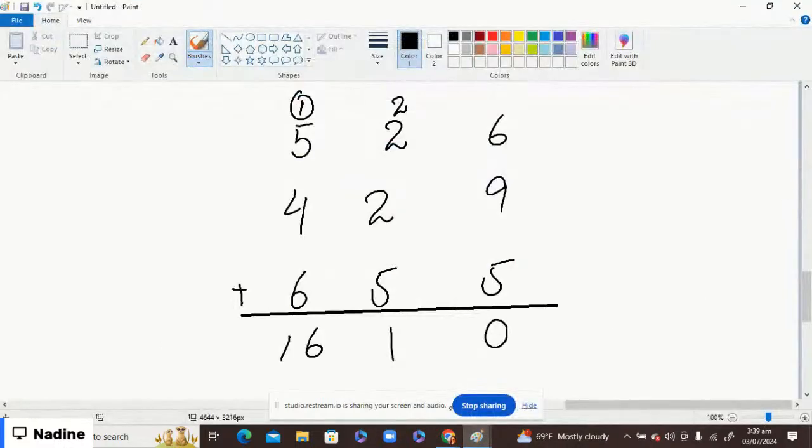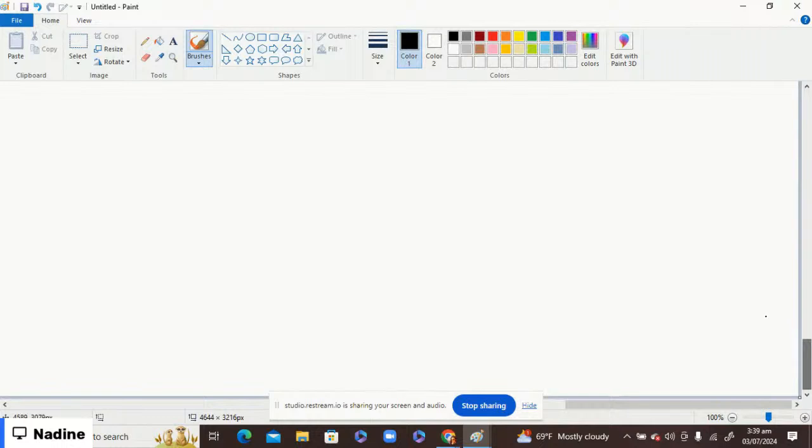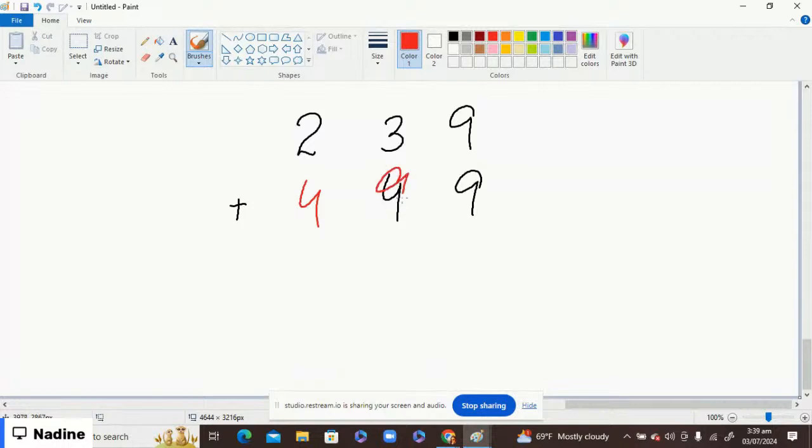And now you always remember one thing: 239 with 49. You are not going to put 49 here. Okay, this is a wrong thing. You are going to always start like here 49.